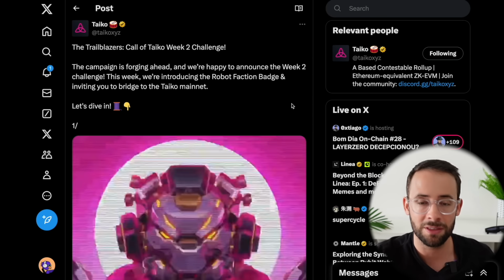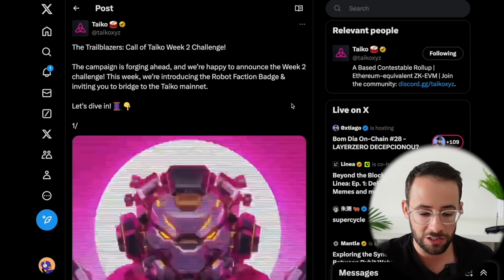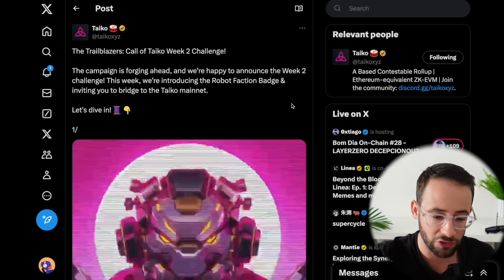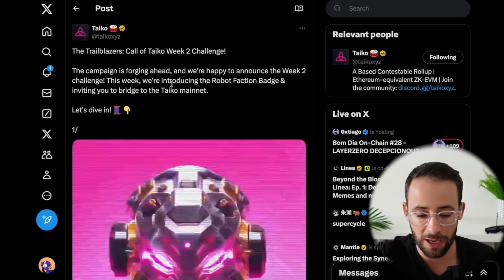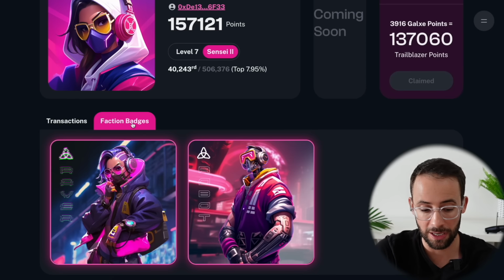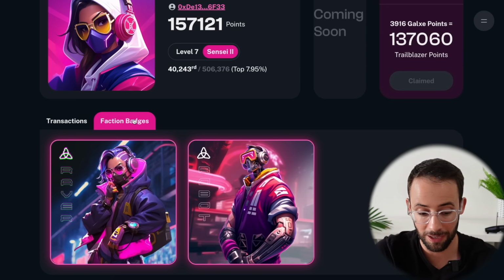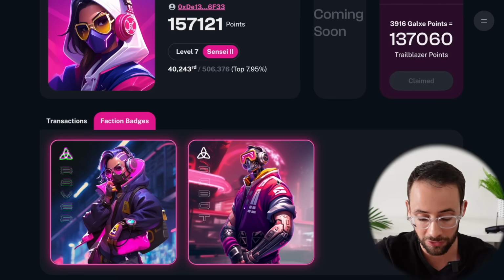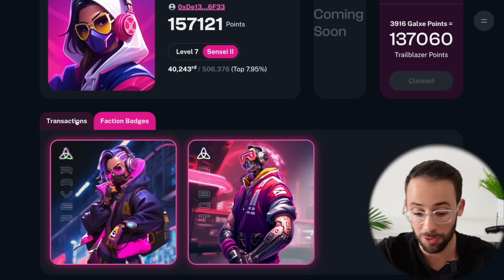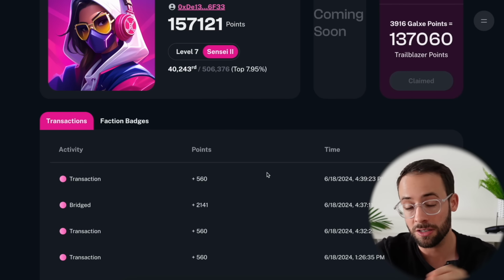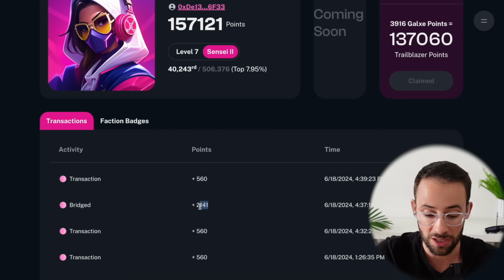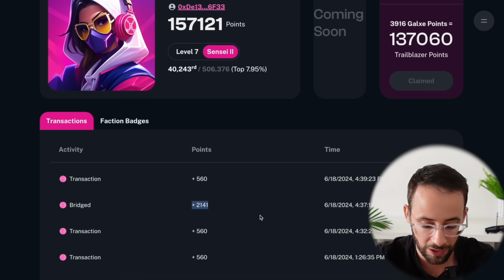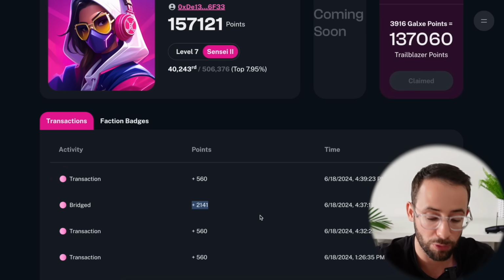Okay, next up, if you are farming the Taiko mainnet airdrop, they just launched the week two challenge and you have to complete at least one bridge transaction to Taiko in order to qualify and mint the little faction badge. So you can access those badges here in the faction badge section, and then each week if you complete the required thing, whatever the challenge is, then you can actually get that badge. But also the points that you get are different. So this week they're actually incentivizing bridging and you get some pretty sizable amounts of points for actually making those bridge transactions. And I do believe that the more you bridge, the more you get.